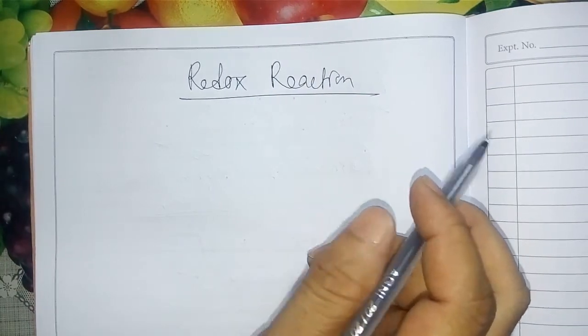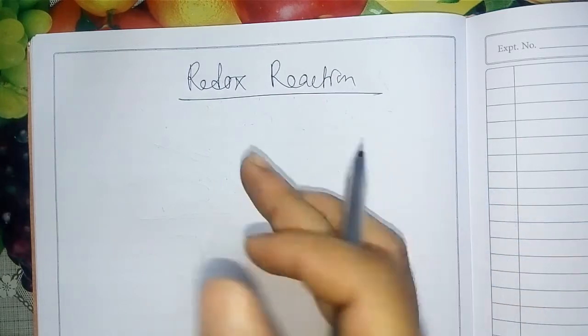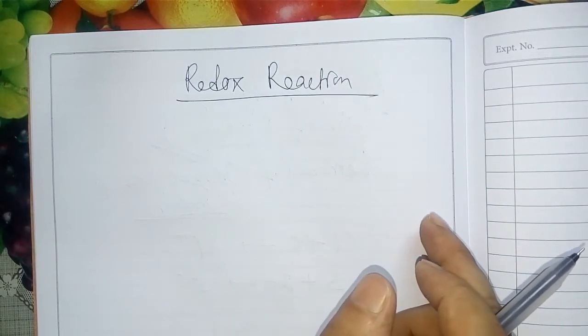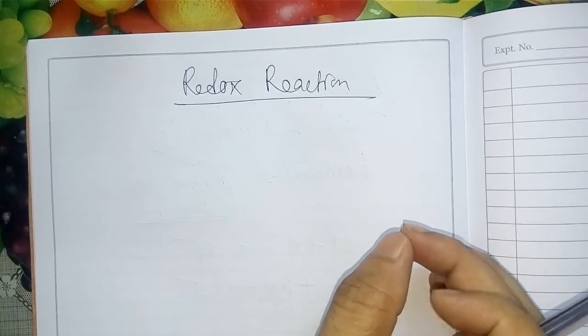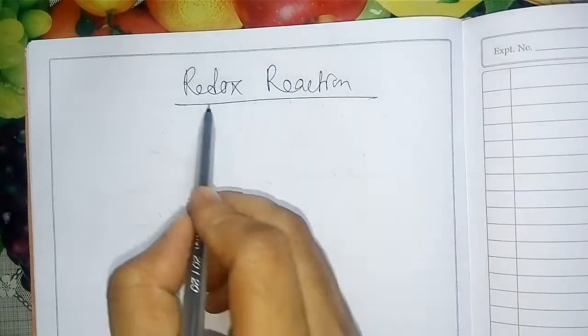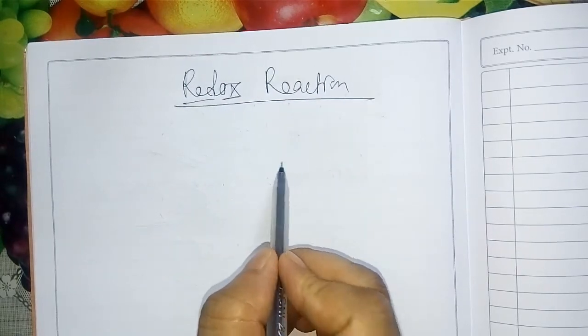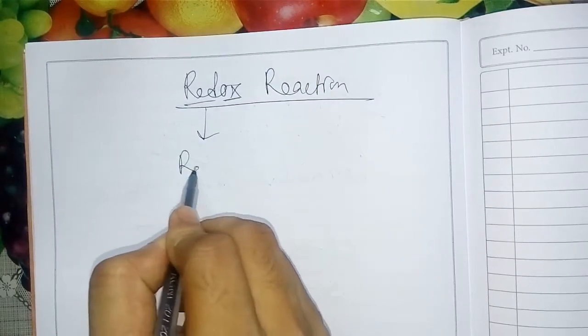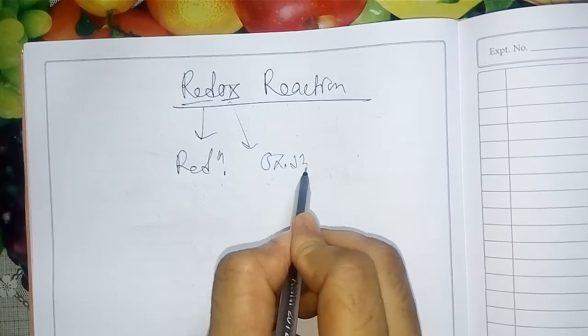Today I will discuss this example. This one is a redox reaction. Some recap: red is reduction and ox is oxidation. This one is reduction and this one is oxidation.